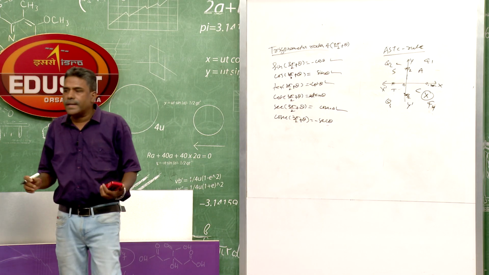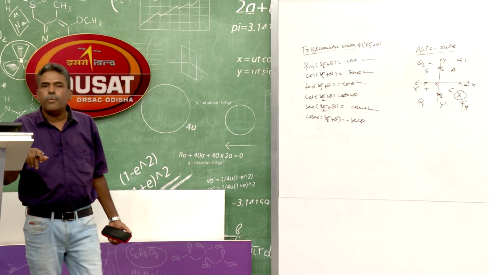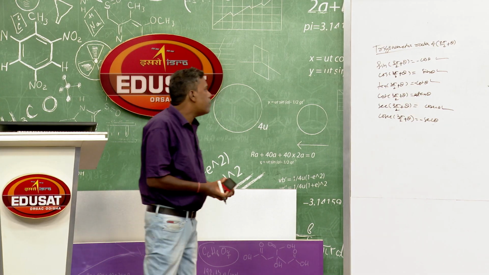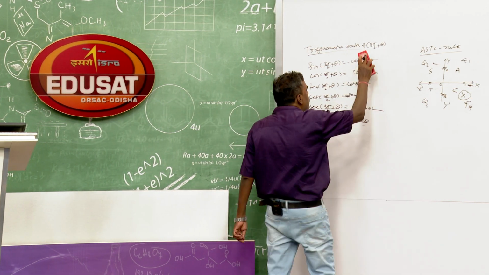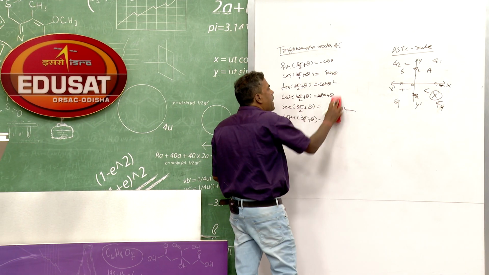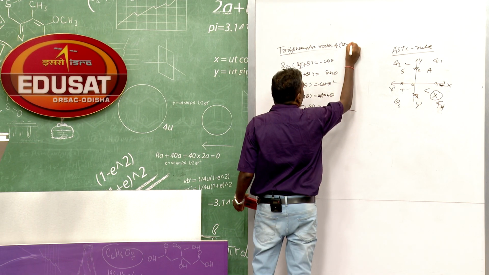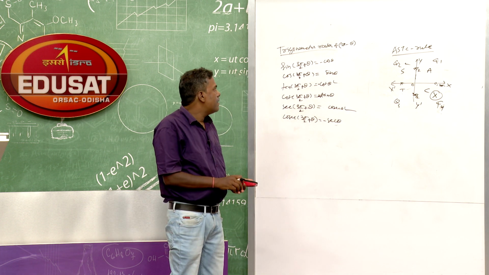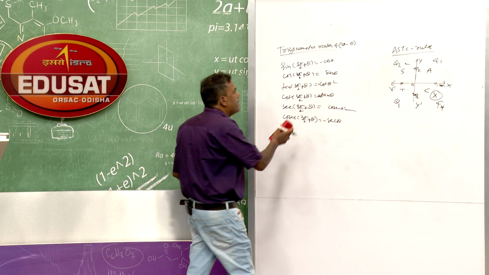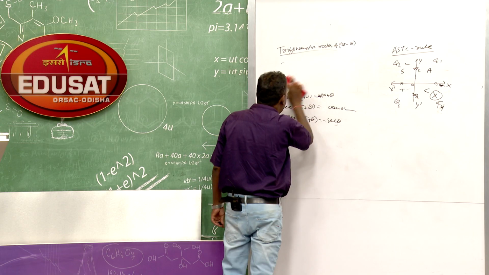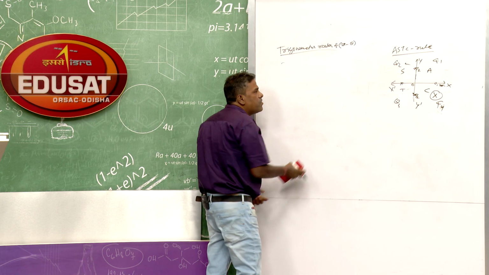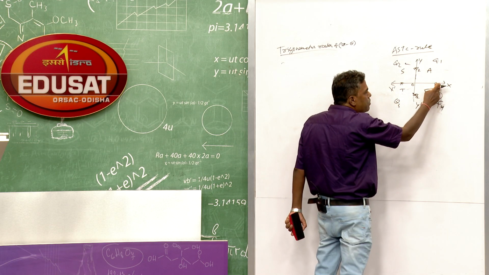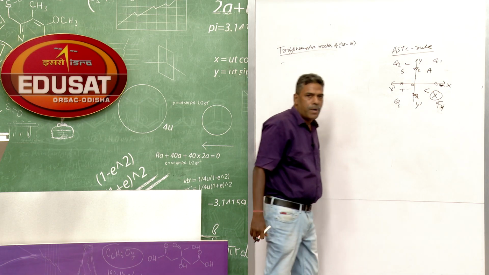Then trigonometric ratios of 2 pi plus minus theta, first 2 pi minus theta, then 2 pi plus theta. So, 2 pi minus theta is an angle in quadrant number 4, because this is 0, pi by 2, pi, 3 pi by 2, then 2 pi. So, 2 pi minus theta is an angle in quadrant number 4.